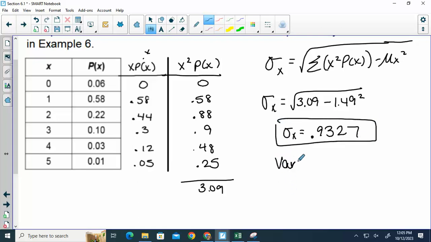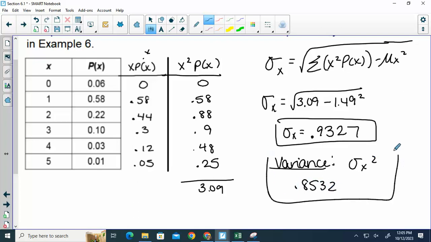I also asked for variance. How do you find variance? So if I square that, I get 0.8532. Your variance will be slightly different depending on how many decimals you keep on your standard deviation. So if you had squared the original number, it would be a little bit different than squaring that rounded number. Everybody see how we got those?